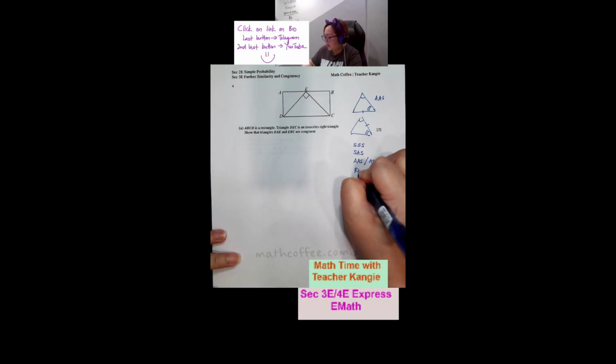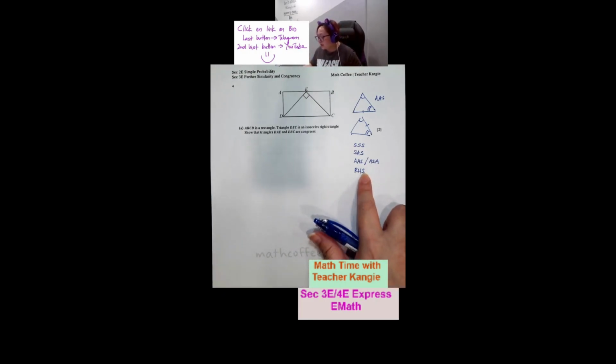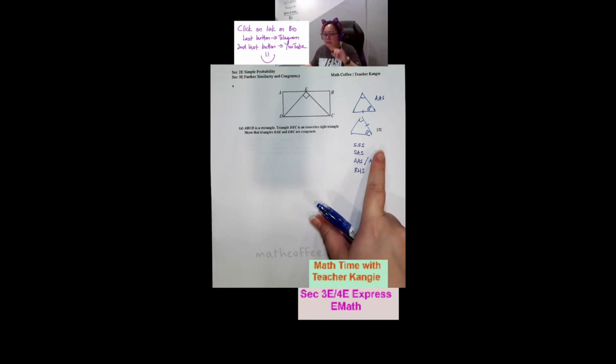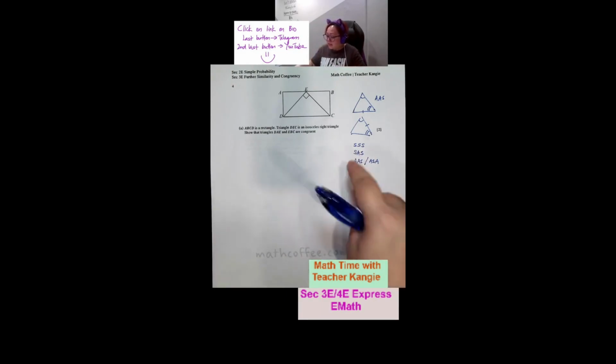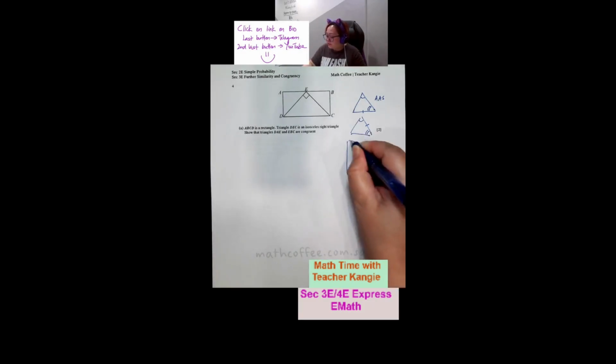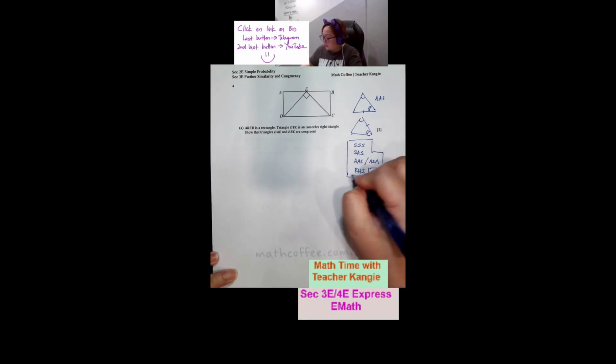And lastly, RHS. This RHS is actually the Pythagoras theorem. Sometimes it's a bit confusing, as in, should I use RHS or should I use SAS when there's a right angle involved? For me, as long as I see a right angle triangle, I will state that it is RHS. Later, there's one question where I will show you how. Basically, these are the tests for congruency. So you need to take them down.